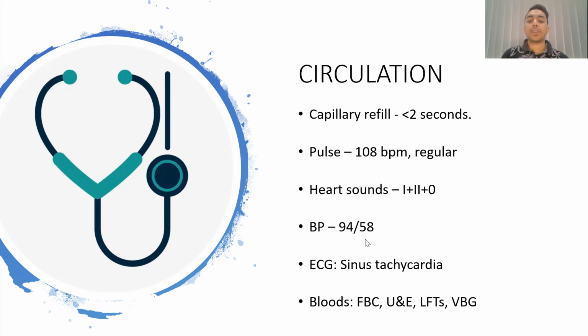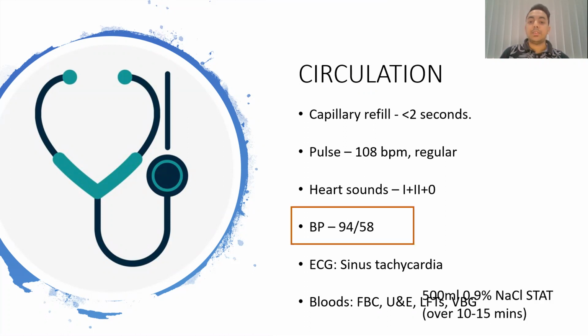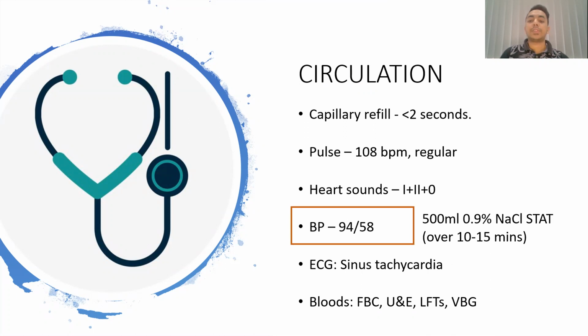Here, the blood pressure is low, so you want to give the patient IV fluids, okay? So here's the fluids that you want to give. You want to give 500 ml of 0.9% NaCl stat over 10 to 15 minutes. Make sure that you tell the examiner how fast you want to give it, when you want to give it, and what fluids you want to give, because that then will tell your examiner that you know what you're giving and how you're giving it.